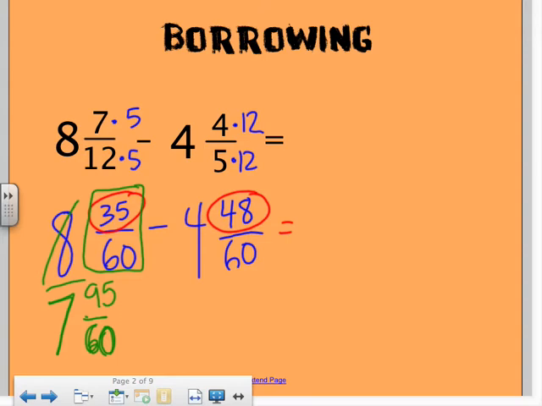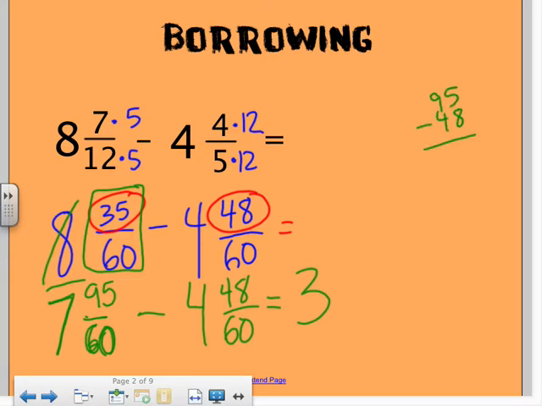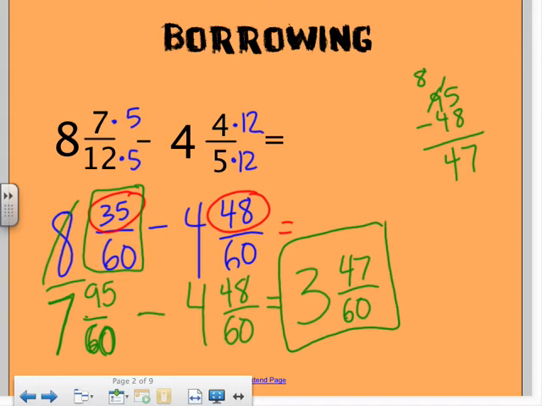So we have 7 and 95/60ths. This is still 4 and 48/60ths. But what's nice is, now I can do my subtraction. 7 minus 4 is 3. Then 95 minus 48, you can do that off to the side if you need to do the math. But the nice part now is I can actually do 95 minus 48 with no problem. So I get 47/60ths. And make sure that's simplified, and it is, so that's my answer.